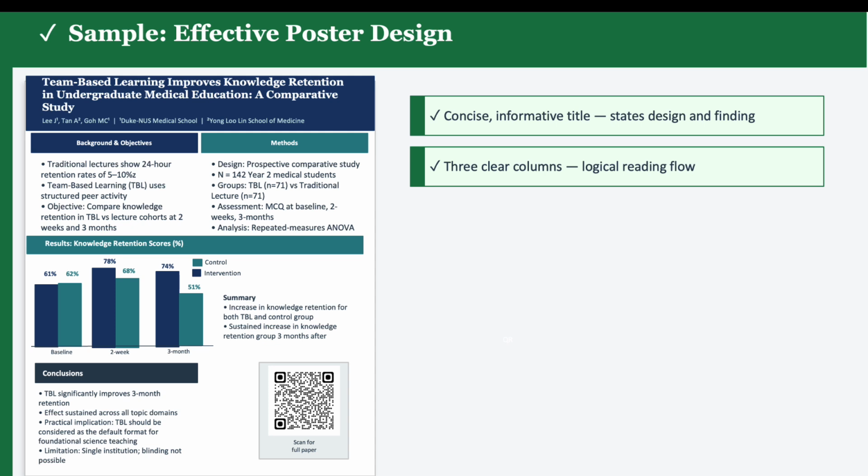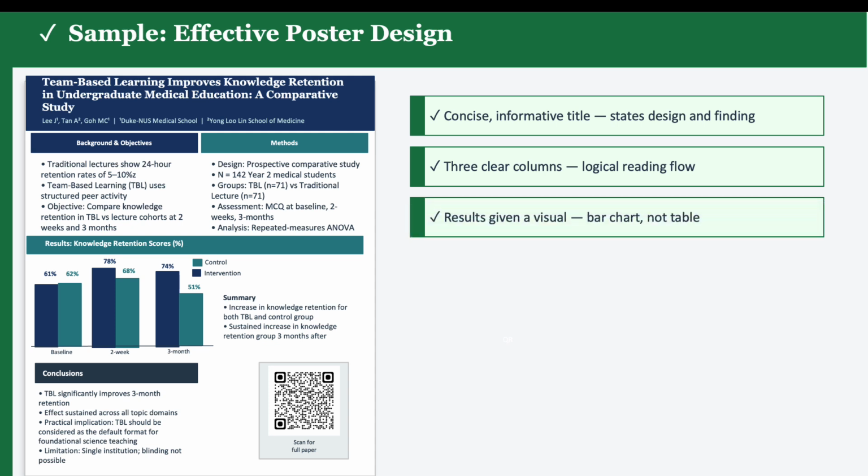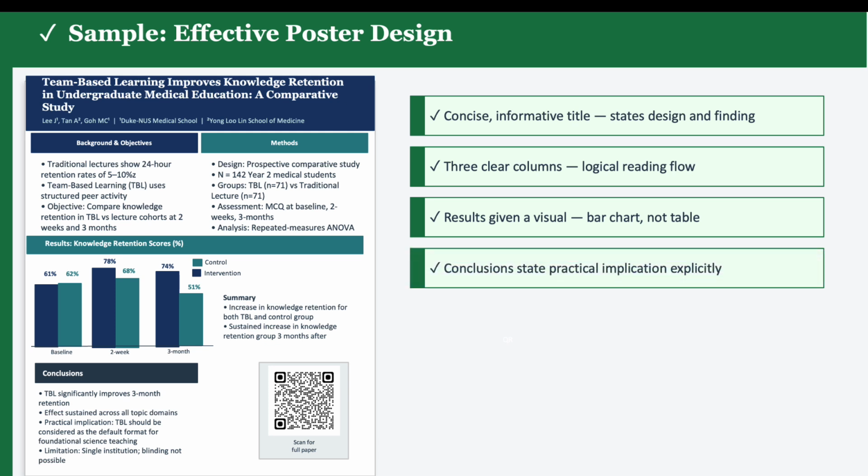The layout follows a 2 to 3 column structure. So the background and objectives is in the first column, methods in the second, and conclusion in the third. The results are shown in a bar chart and not buried in a paragraph. You can see at a glance that the TBL group maintained higher scores at both 2 weeks and 3 months.